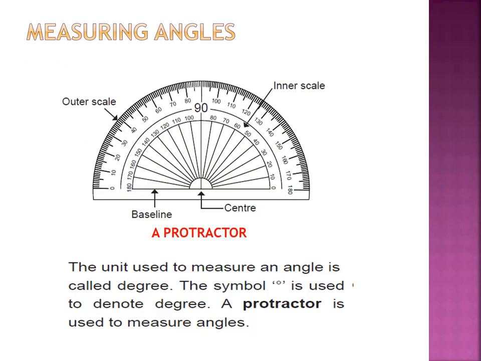In the previous slides, we have learned what are angles and types of angles. To measure angles, we need one instrument. So in this slide, we are going to learn the instrument which is used to measure the angles. The unit used to measure an angle is called a degree. The symbol of degree is a small circle raised at the top. A protractor is used to measure angles. So we are going to use a protractor to measure the angles. In a protractor we have a center point, baseline, outer scale and inner scale.